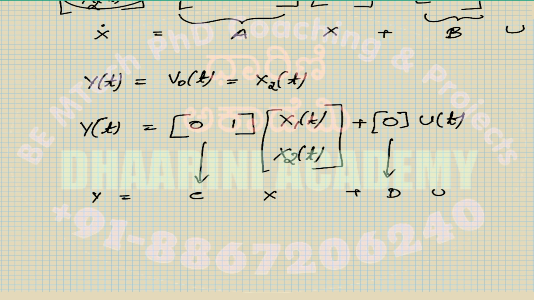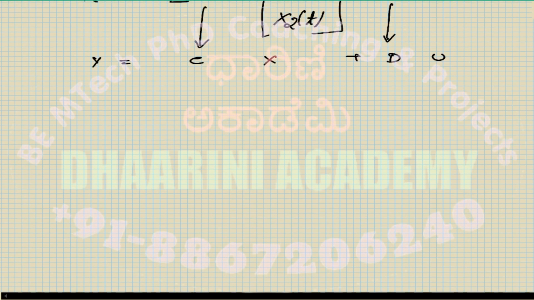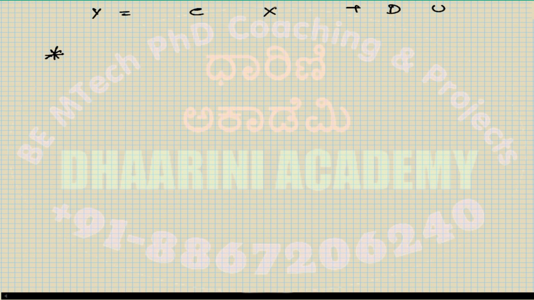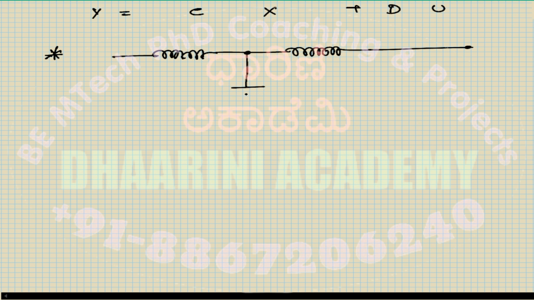Now we'll move on to the next question. So obtain the state model for the following circuit is the question. Inductor number 1, inductor number 2, and there is one capacitor over here, and we have one resistor over.